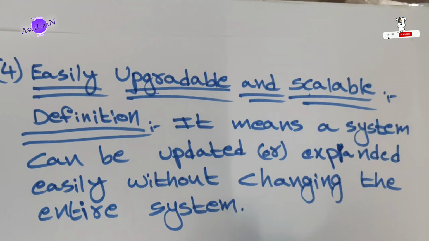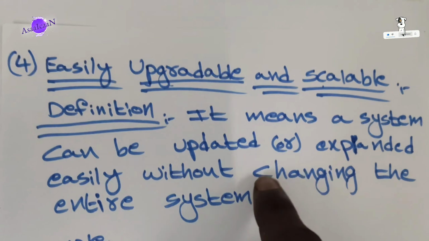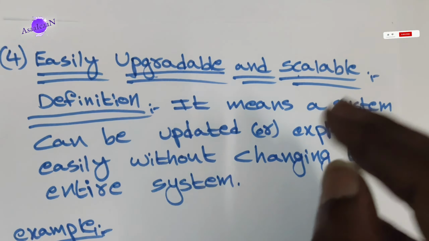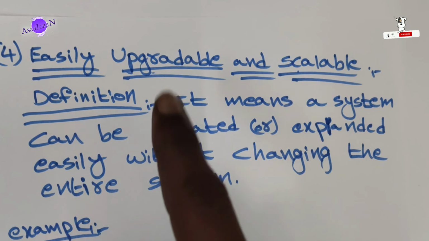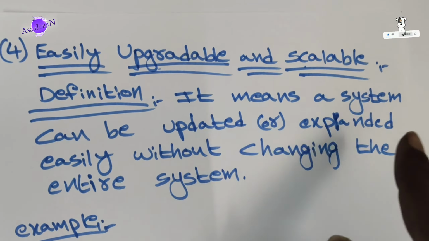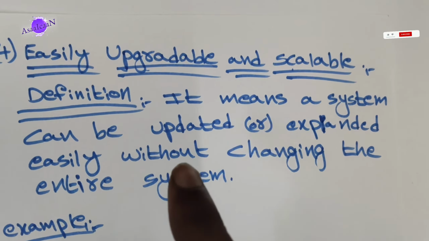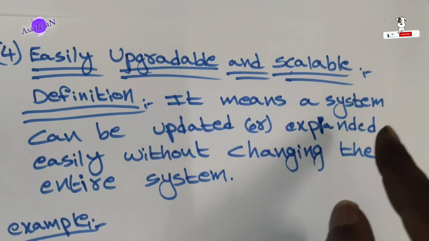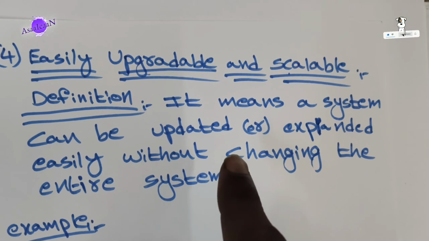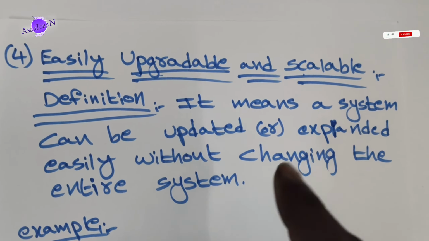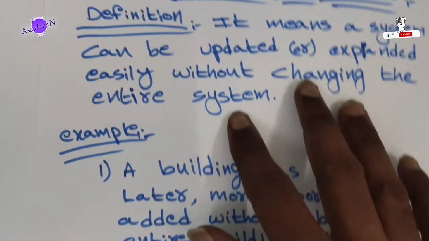Easily upgradable and scalable. This is the fourth benefit of OOP. OOP's full form is object oriented programming. Easily upgradable and scalable means a system can be updated or expanded easily without changing the entire system.